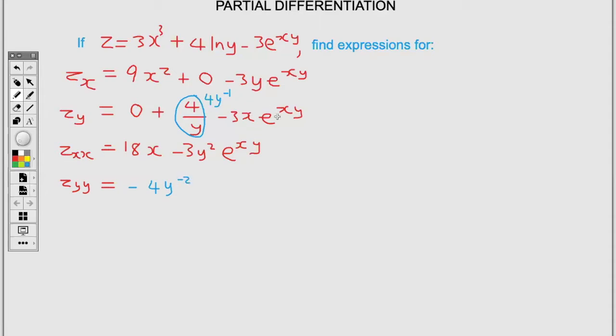Then we differentiate this part, which is the xy. So we have minus 3 times x squared, because when you differentiate xy, the y becomes 1. So that is how we have x times x gives us x squared. And rewrite e to the xy.